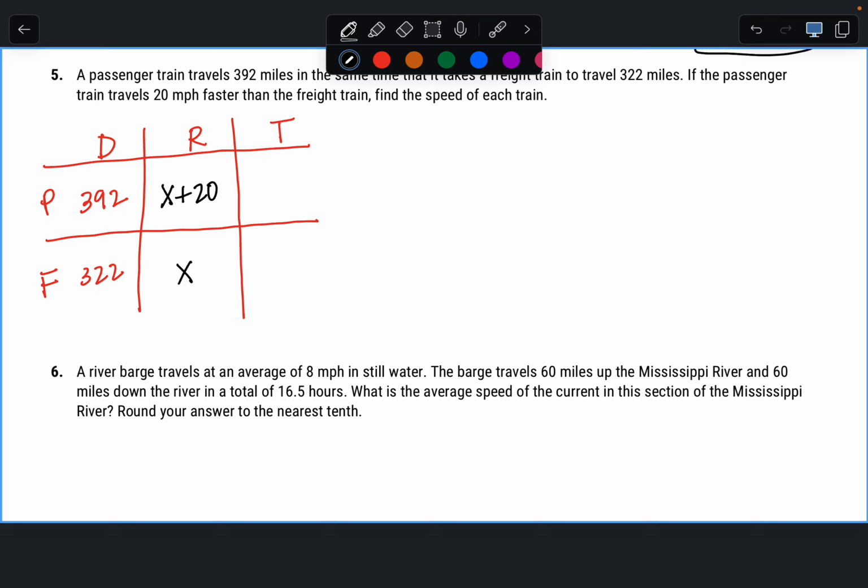So it's not 20 times as fast. It's just 20 miles per hour faster. So if they had said times as fast, then we wouldn't multiply. And then we're going to have T1 is equal to 392 over x plus 20. T2, we are going to have 322 over x.